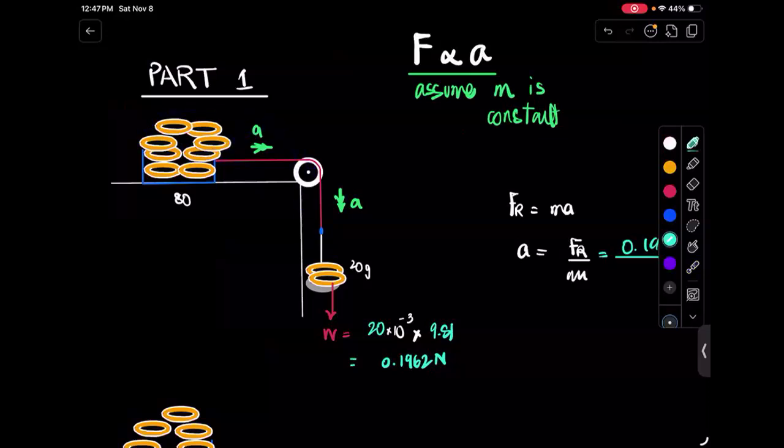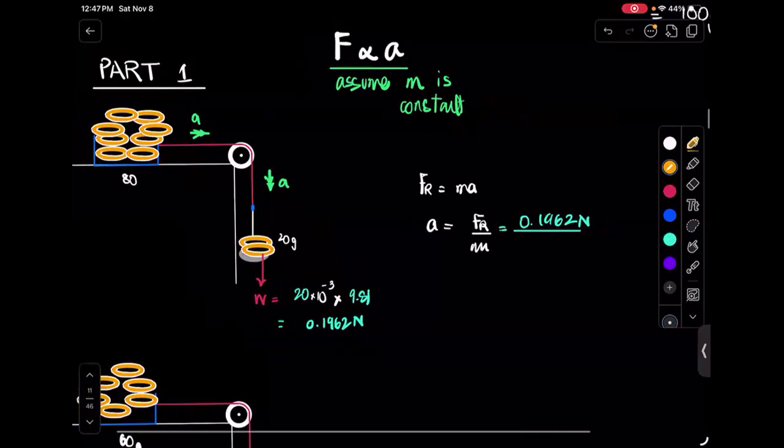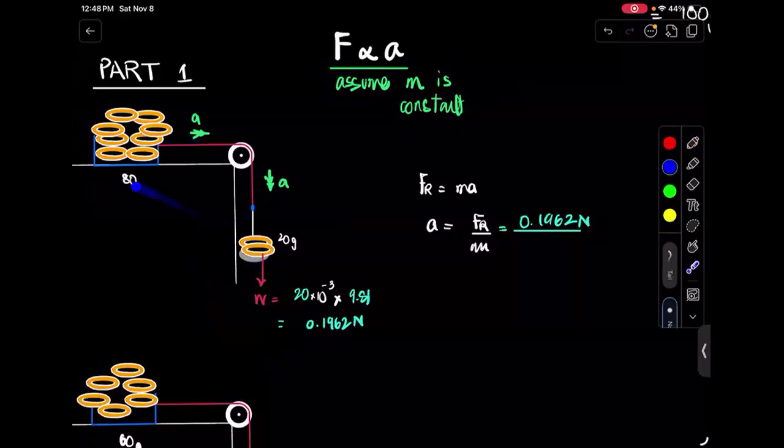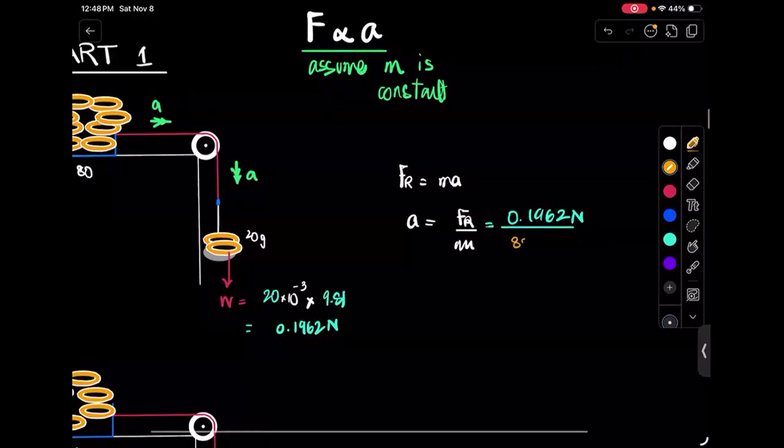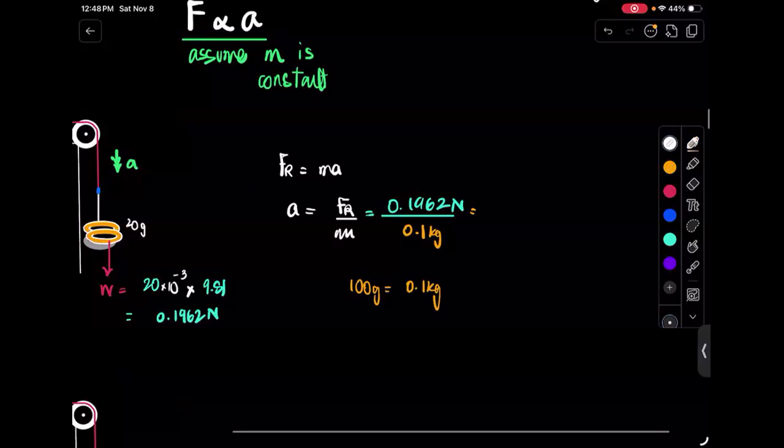What is the mass? You take the total mass, because this little weight is pushing everything, not just this one. So that's going to be 80 plus 20 grams or 0.1 kg, right? Because 100 gram is equals to 0.1 kg. And then when you do that, you will get 0.1962 divided by 0.1, that's just going to be 10 times that. Yep, that's going to be 1.962 ms minus 2 is the acceleration.